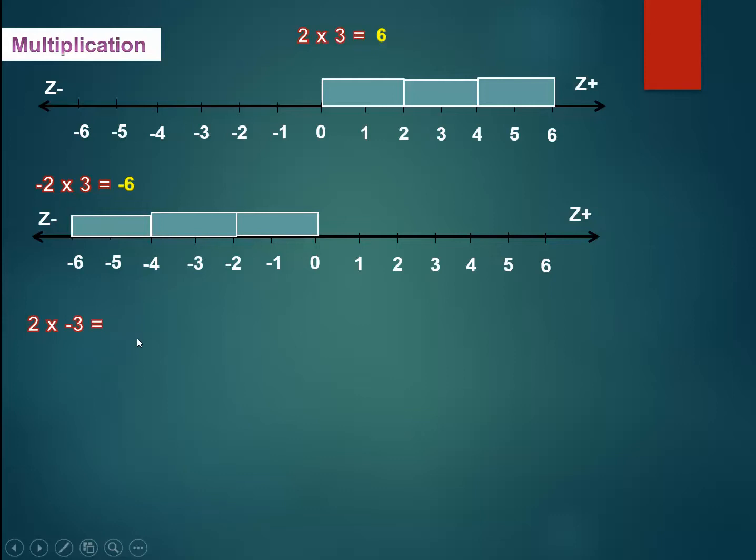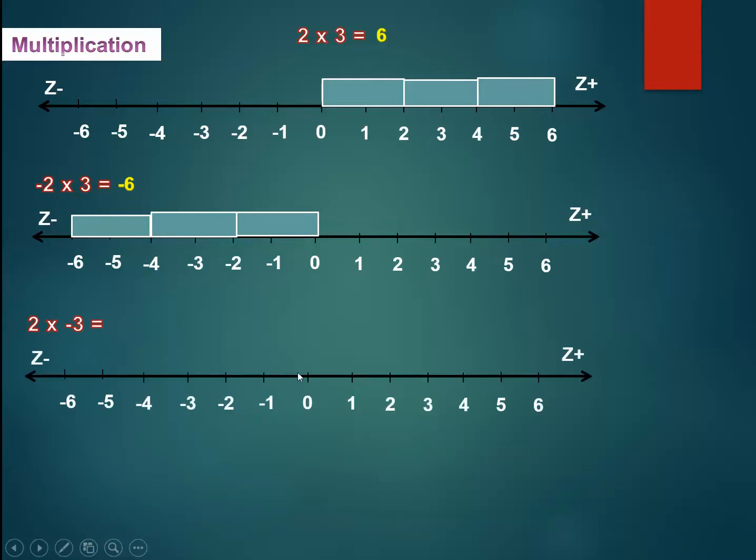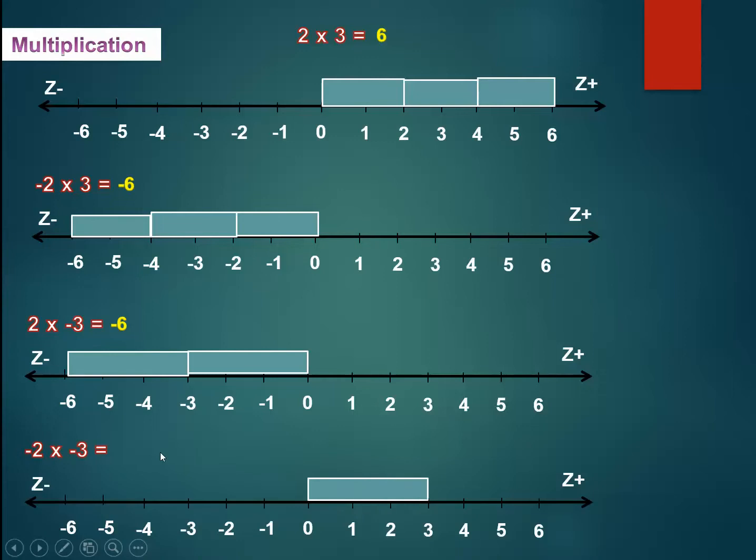Okay, 2 times negative 3. We will take negative 3, and repeat it how many times? 2 times. It will be negative 6. Negative 2 times negative 3 will be, yes, negative, negative. We will cross it together. It will be 3, repeated 2 times. It will be 6.